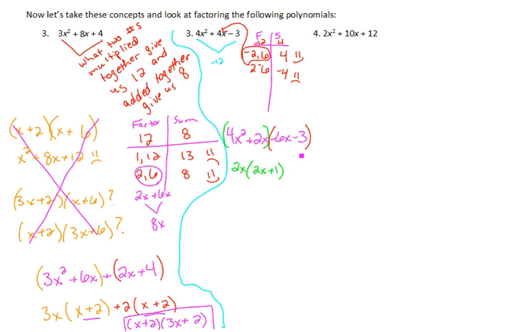Okay, negative 6x minus 3, what do they have in common? They actually have a negative 1 in common. So I'm going to say they have a negative 1 and a 3. So they have a negative 3 in common. Okay, which leaves over a positive 2x. Negative 3 divided by negative 3 is a positive 1.